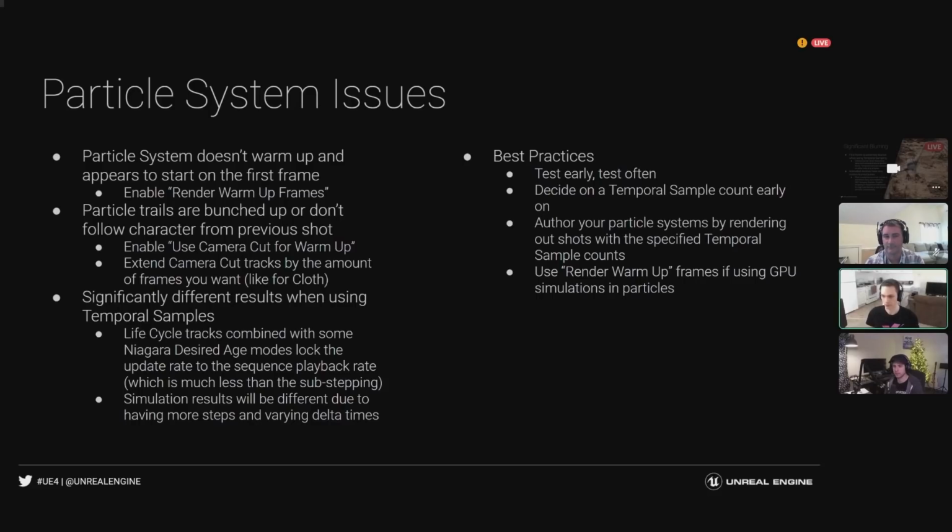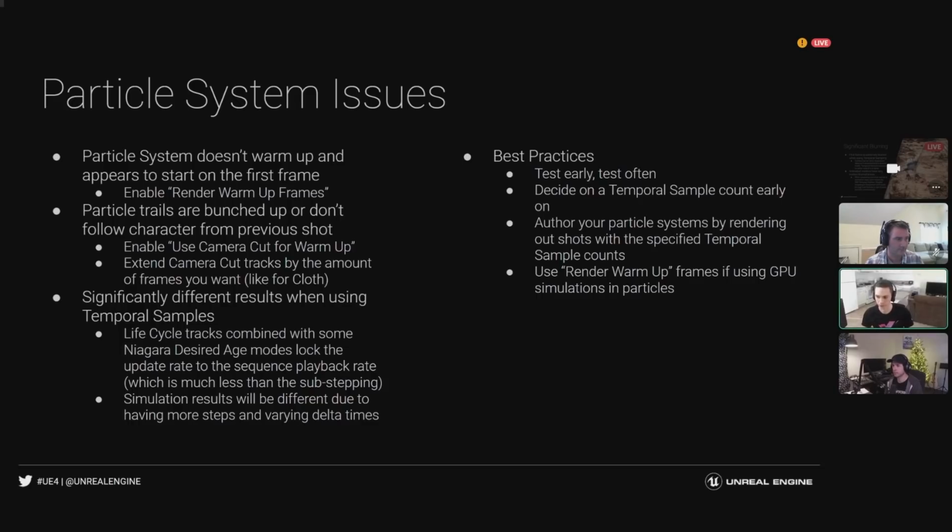If you're seeing particle trails that are bunched up, or they're not following the characters from the previous shot, you need to use the same trick as cloth, where the animation data extends before the sequence, before the shot starts, and then check Use Camera Cut for Warm-Up. That's going to, again, evaluate each of those poses, and that's going to give a chance for the particles to be trailing behind the character.